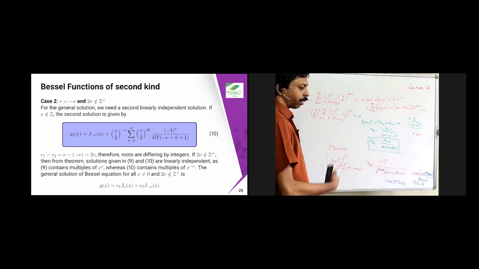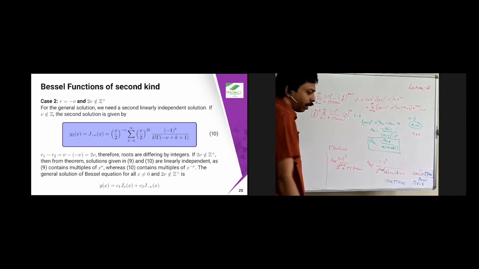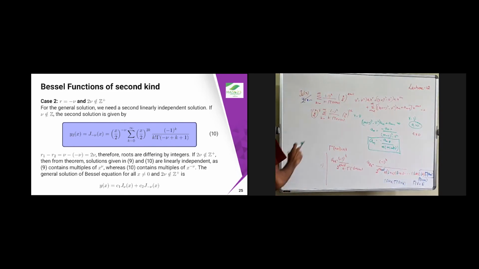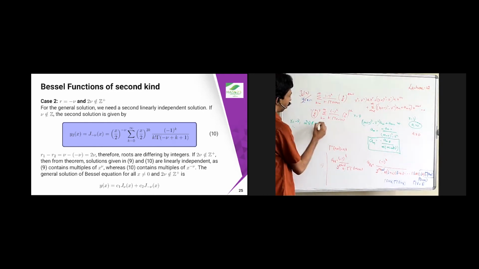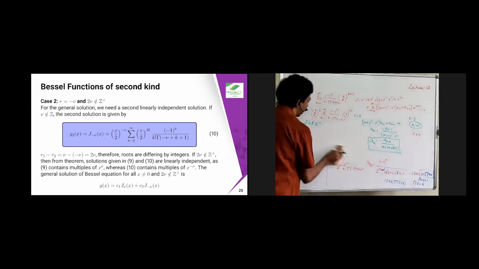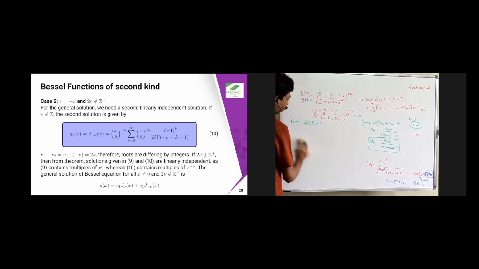For that, if r is minus mu, we are going to extend it from here. So when r equal to minus mu and 2 mu does not belong to Z plus, in that case I can deal with this. I am going to write the same series, but wherever I have mu, I can write minus mu.